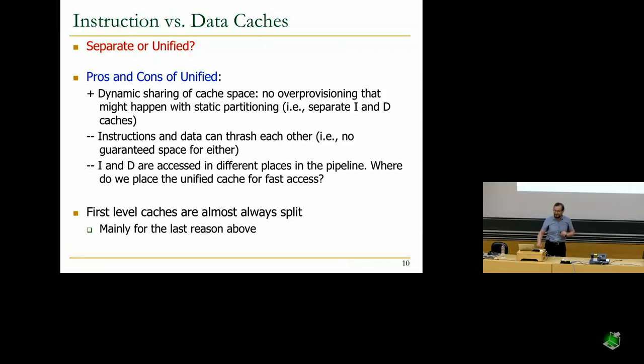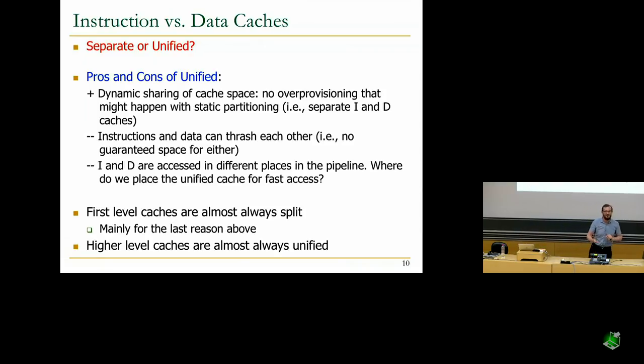Okay, so for this last reason above mainly, first level caches are almost always split or separate, but higher level caches are almost always unified between instructions and data. So if you look at the L2 cache, L3 cache, there's no distinction between L2 I cache or L2 D cache. They're all unified for mainly this reason, actually: dynamic sharing of cache space. So this way, you kind of get the best of both worlds. You don't get the downsides at the L1 level, and you get the upside at the L2 and L3 level. And these may be less important at the L2 and L3 level.